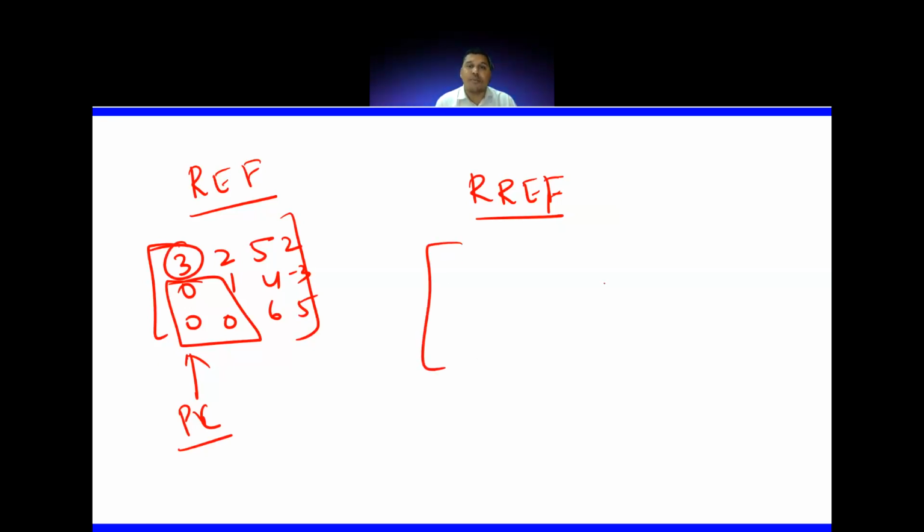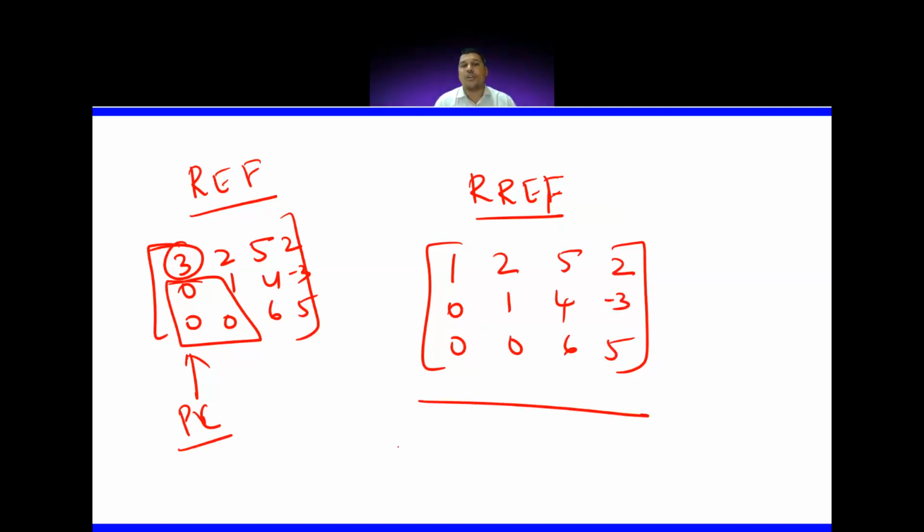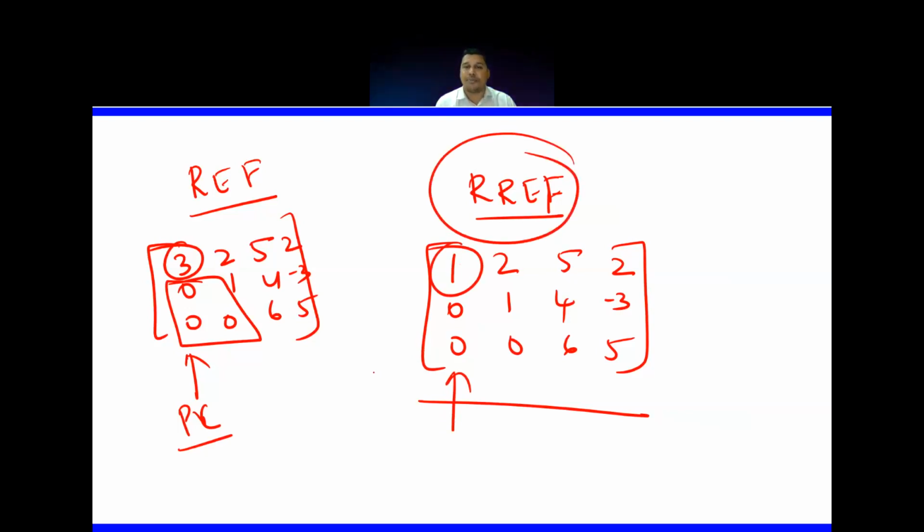What is reduced row echelon form? Same thing, same data. If this is 1, and I write the remaining things as it is, this is reduced row echelon form because there exists one pivot column and that non-zero element in that pivot column is 1. Then we say it is called reduced row echelon form.